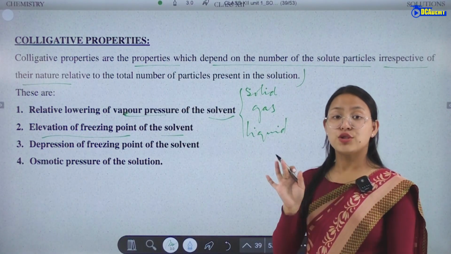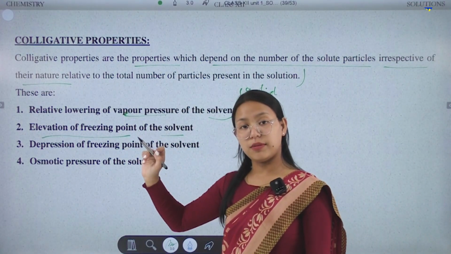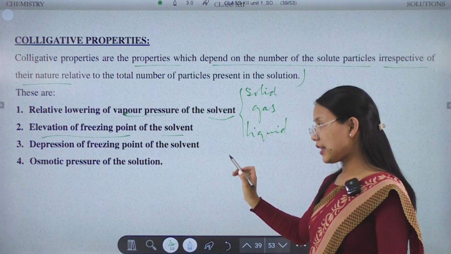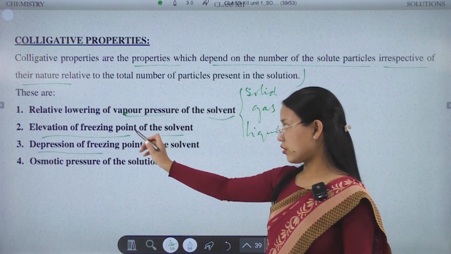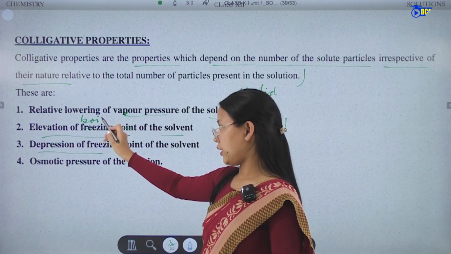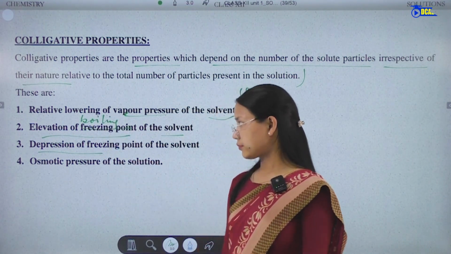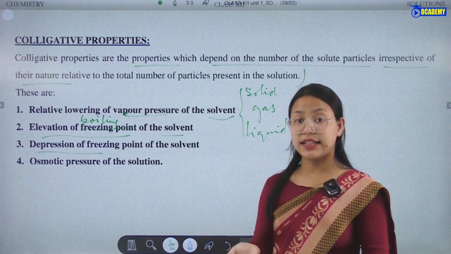The solute particles present in the solution raise the freezing point. And then what about depression of freezing point? Elevation of boiling point, that is, the boiling point increases.